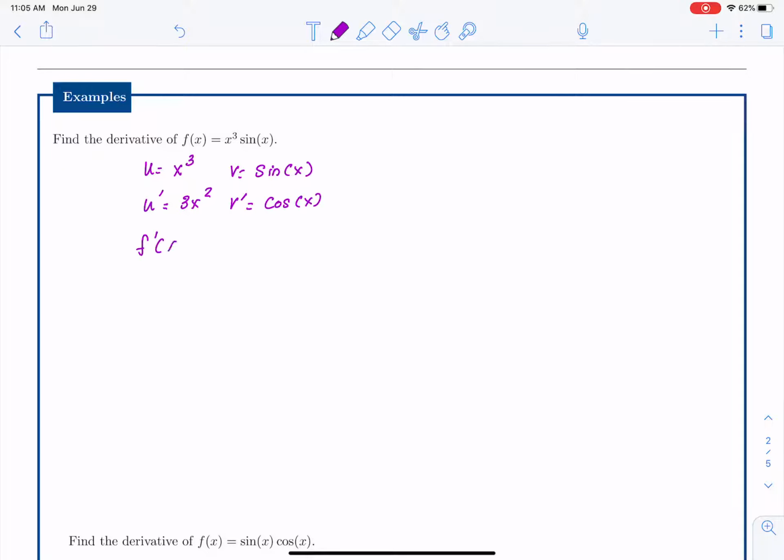So using the product rule, f prime of x would be u v prime plus v u prime: x cubed times cosine x plus v, which is sine x, times u prime, which is 3x squared. We have an x squared in common, so if we pull that out, we have x squared times x cosine x plus 3 sine x.